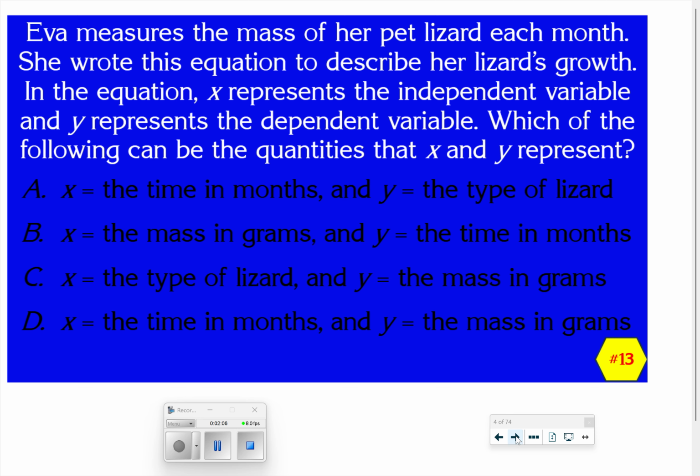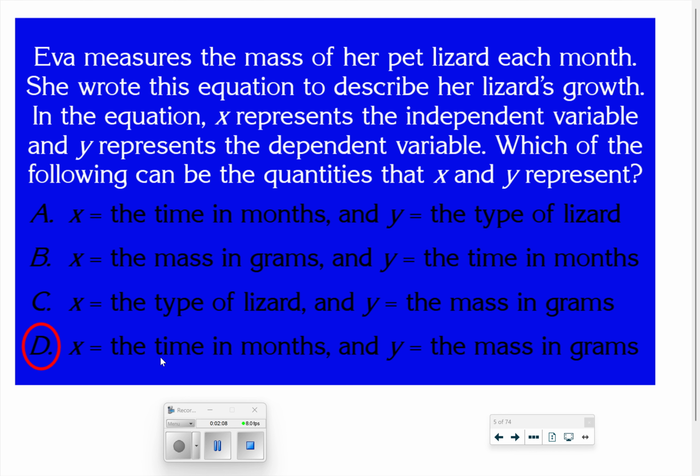Okay, the answer is going to be D, the time in months. So the more months it is, the bigger the mass or the weight of the lizard as the lizard grows. So the weight is dependent on the time.